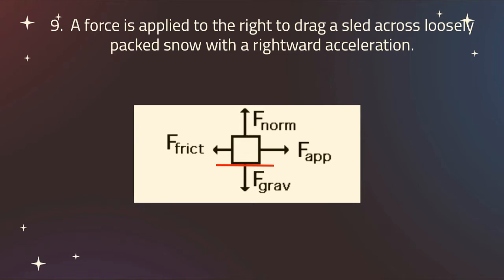The loosely packed snow is causing friction. However, it's not enough to slow it down or to keep it going at a constant velocity. So the force applied on the right side is much longer or greater than the force friction, and it is accelerating towards the right.